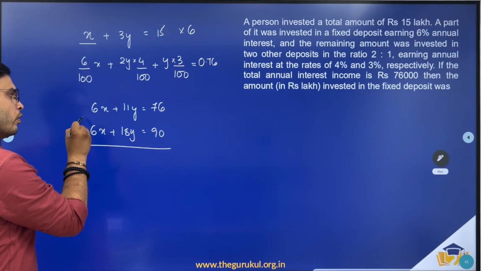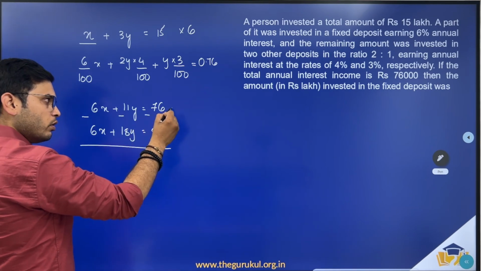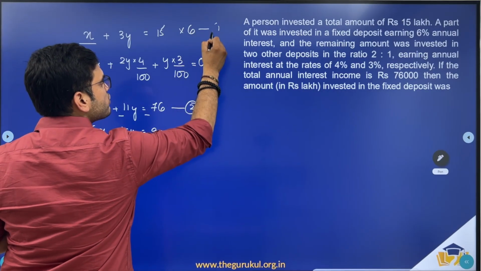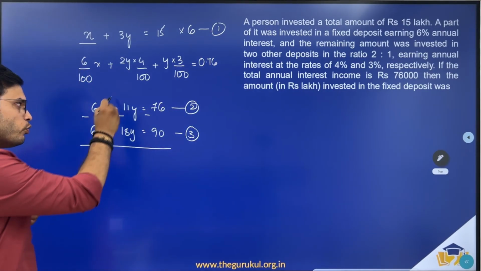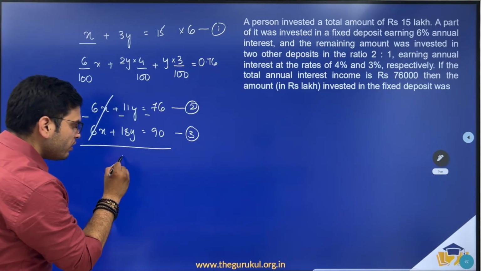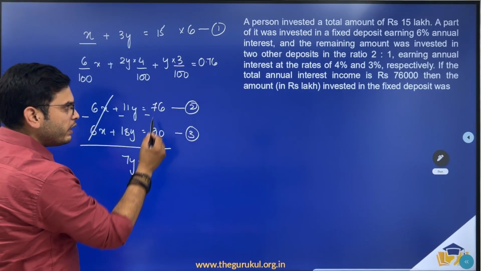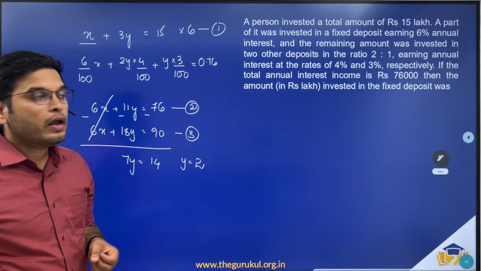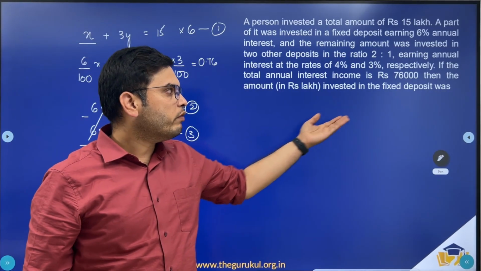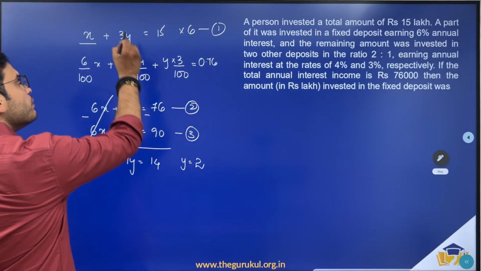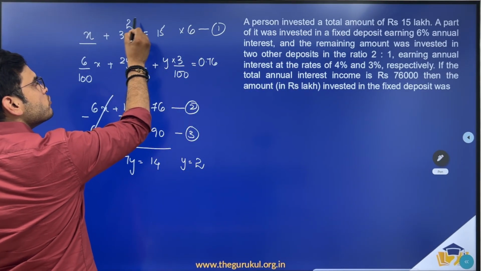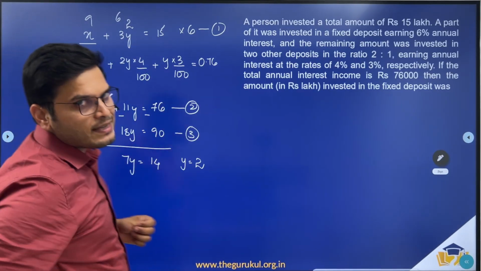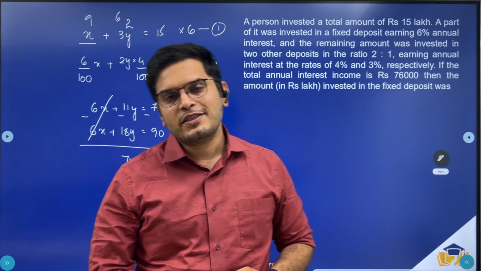Great. Now subtract equation 2 from equation 3, and this being equation 1. Right. So these two will get cancelled. 18y minus 11y, 7y is equal to 90 minus 76, 14, or y is equal to 2 lakhs. Right. Now what was asked? We are asked to find the amount invested in the fixed deposit, which is x. So let me substitute the value of y as 2 here. So 3 into 2 is 6. x plus 6 is equal to 15, or the value of x is 9 lakhs, and 9 becomes the answer to this question.